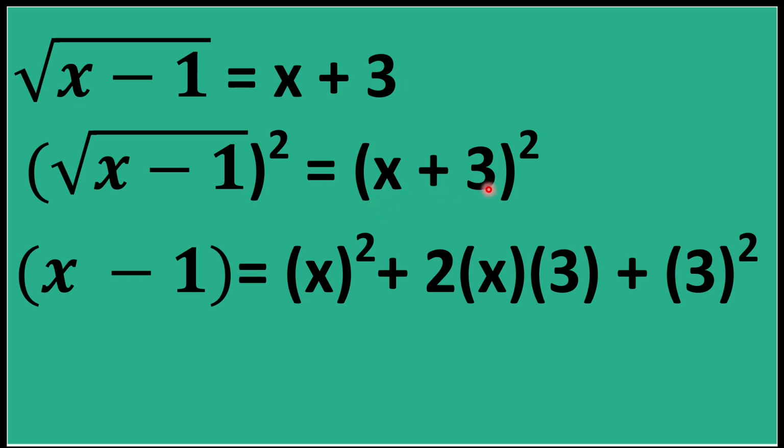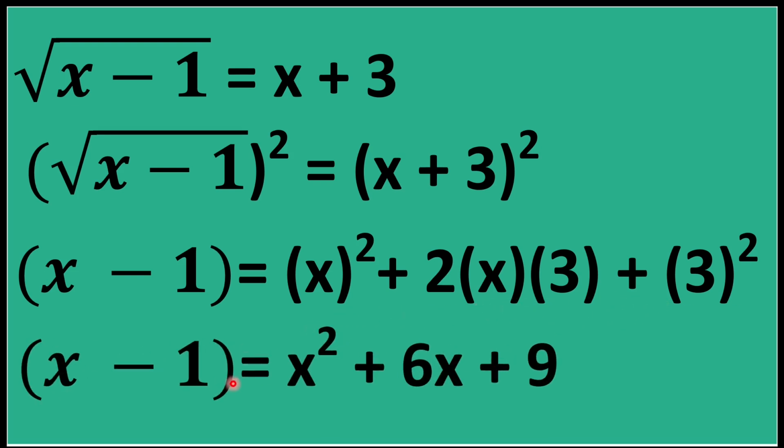So after applying this formula, now this will become x square, and 2 times x times 3 equal to 6x, and this 3 times 3 equal to 9. So this will become x square plus 6x plus 9, like this. x minus 1 equal to x square plus 6x plus 9.